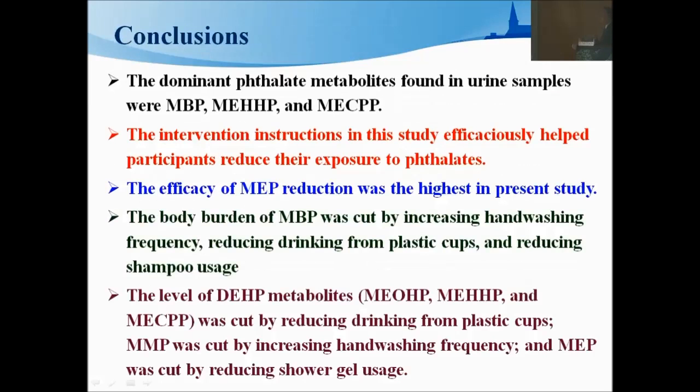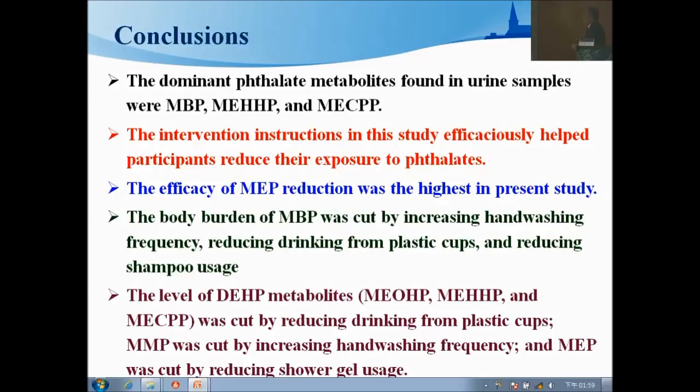We have 5 conclusions. The dominant cellular beta-glucan found in urine samples were NDP, NDHP, and MECTP. The NDP is the metabolite of the BDP, and the NDHP and MECTP are the metabolites of the DHP. The intervention instruction in this study effectively helped the participants reduce their exposure to phthalate, and the efficacy of the NDP reduction was the highest in the present study.